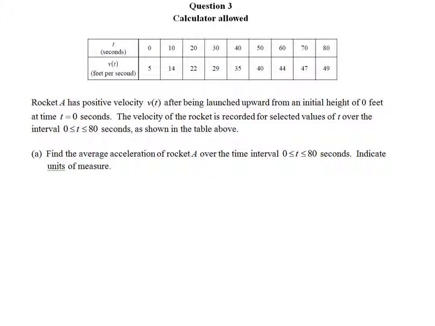Part A asks that we find the average acceleration of rocket A over the time interval between 0 and 80 seconds. Also, we are reminded to indicate units of measure.